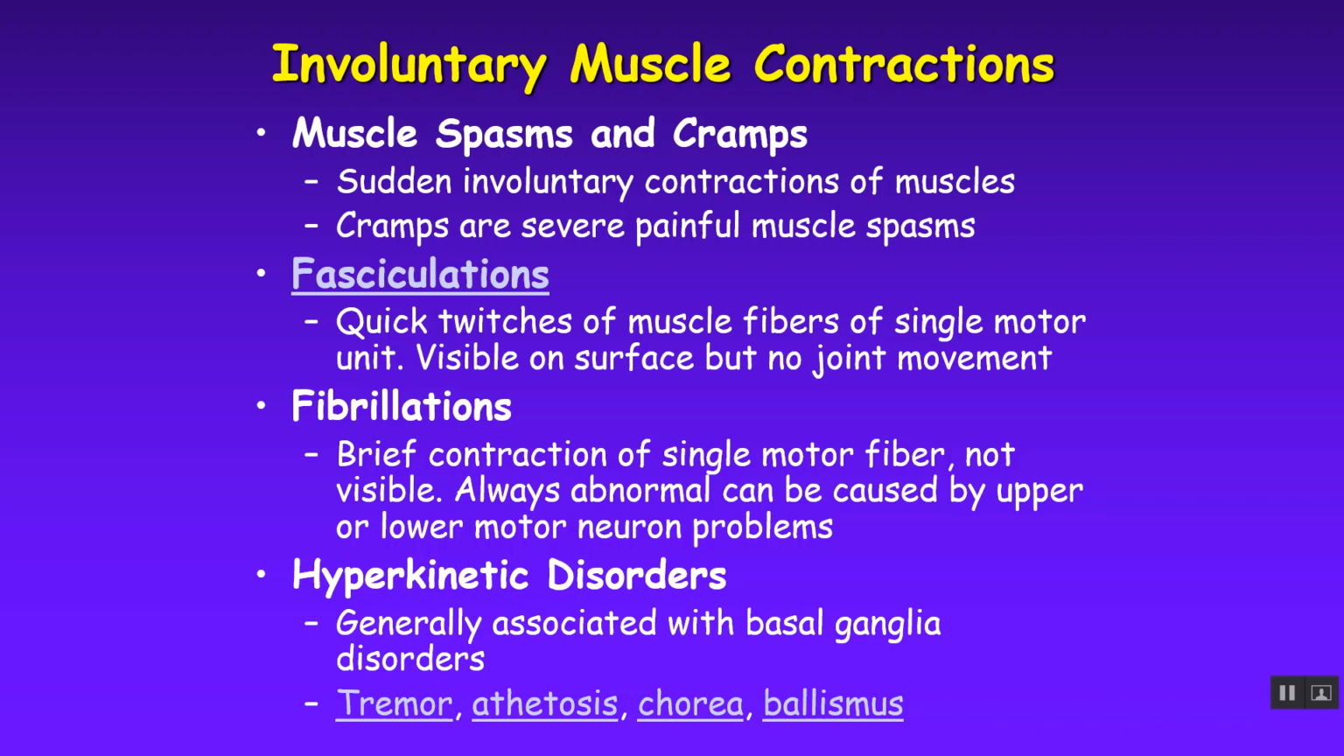Fibrillations are brief contractions of a single motor fiber, not a whole motor unit, but an actual little muscle fiber. Remember, a motor unit goes to a lot of fibers, depending on the size of the muscle, but this is a single fiber. These are not visible. You cannot see them on the surface of the person's skin. They are always abnormal. If you're having fibrillations, it means you have some type of lower motor neuron problem. They're common with things like ALS and neuropathies. It's typically a sign of loss of central drive, de-innervation of the muscle.